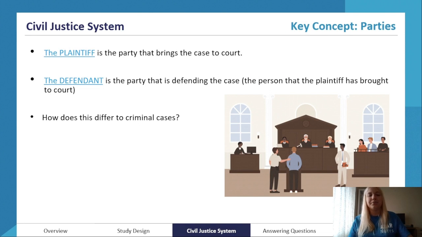Okay, good. So we've covered the annoying part, I guess, the terminology, and now we'll get into the key concepts in the civil justice system. It should be the first thing that you study for the civil justice system. Now, terminology, the parties. We said the plaintiff is the party that brings the case to court, initiates the civil claim against the defendant, and the defendant is the party that is defending the case. Or you can say, to make sure you're not repeating the same words in your definition, that it's the person that the plaintiff has brought to court.